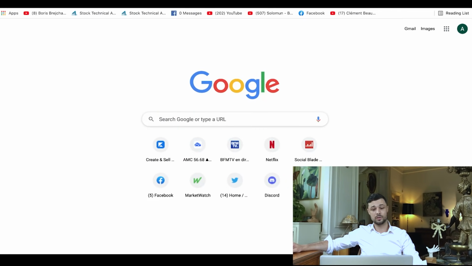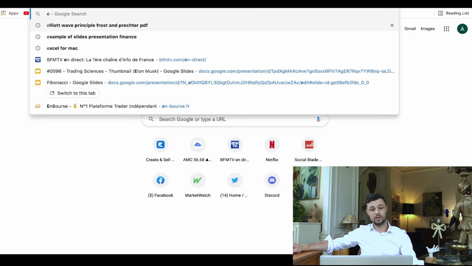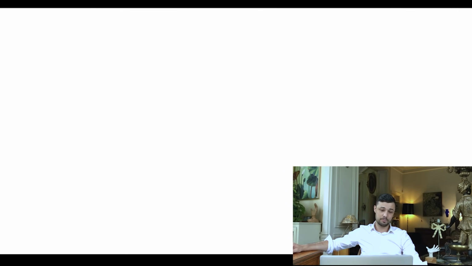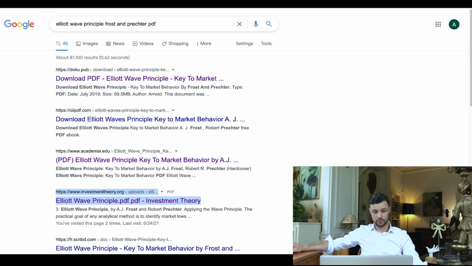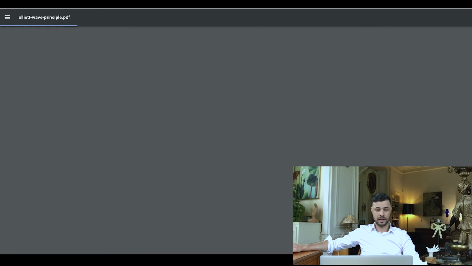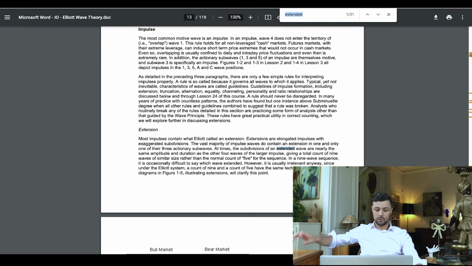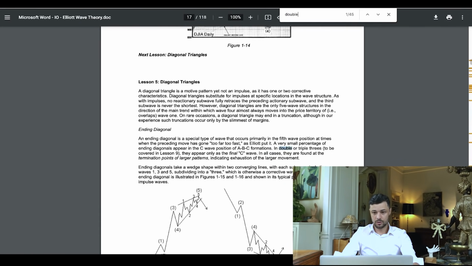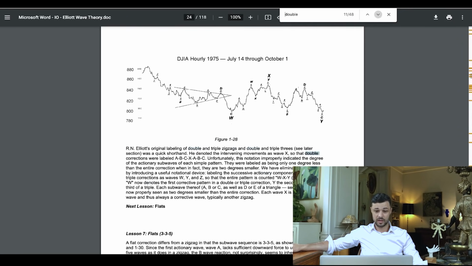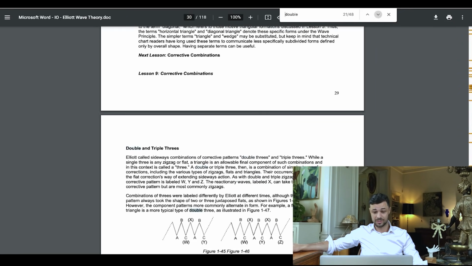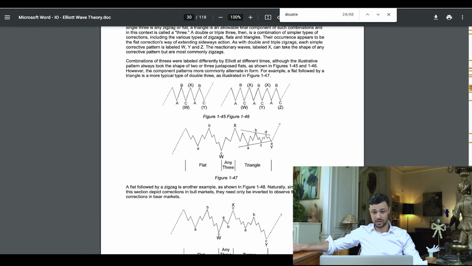So stay with me. Look, you just type Elliott Wave Principle, Frost and Prechter PDF. You go to the 4th link here and you come up with this Elliott Wave course that has been written, I think 20 years ago, something like this, by Prechter and Frost. Then here, I'm looking for the double threes and triple threes, guys. For those who have been watching my videos for some time, you know that I like to use this a lot. All right, here we are.